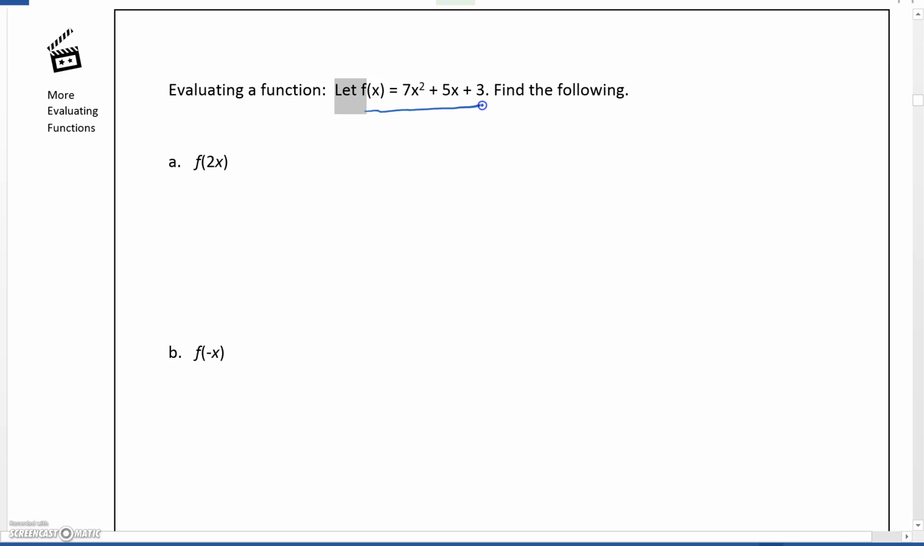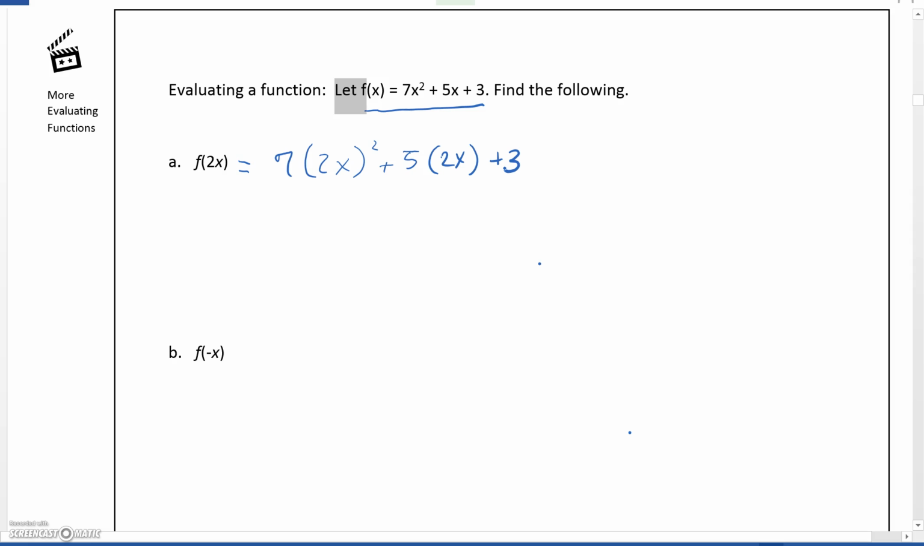f of x equals 7x squared plus 5x plus 3. And the first value we want to find is f of 2x. So anywhere there's an x in our function, we're going to plug in 2x, and it's helpful to plug this in parentheses. So we're going to have 7 times (2x) squared plus 5 times 2x plus 3. Okay, and now we want to simplify this as much as possible.